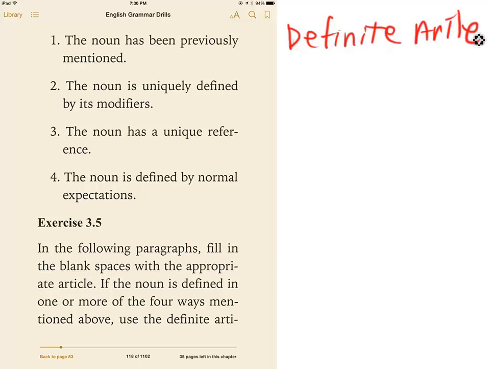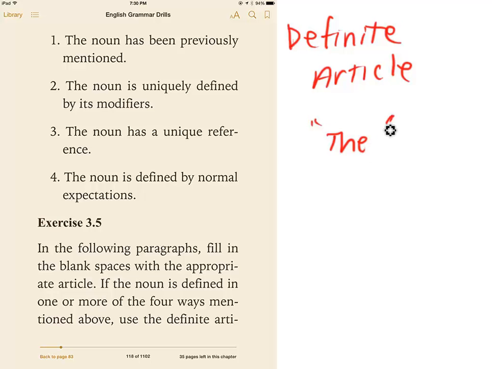Remember, it's a special adjective. Article, sorry, I misspelled it. Article. Definite article. And we're talking about the definite article the. So, when the speaker knows what noun he's talking about, and when the listener should know what noun they're talking about, that's when you use the definite article the.